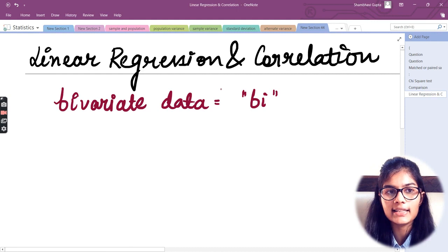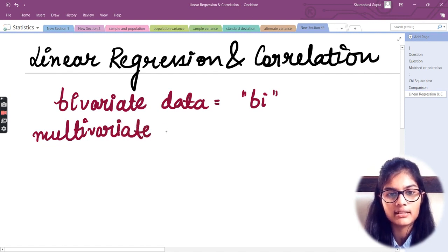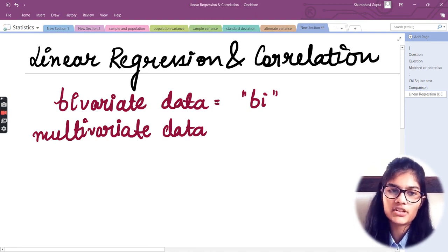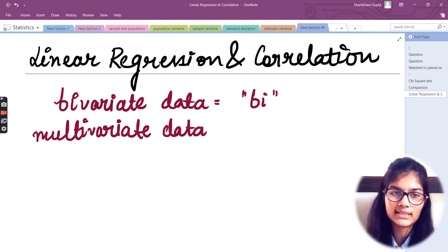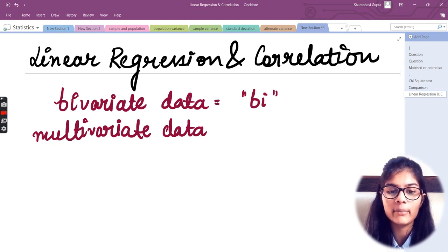In reality, statisticians mostly focus upon multivariate data. So for the examples which I showed you, bivariate data, bi means two, right? And statisticians completely look at multivariate data, which means having many variables.